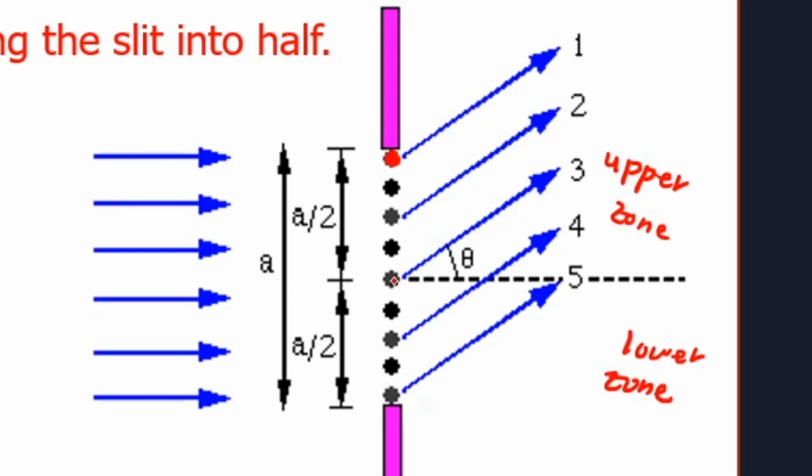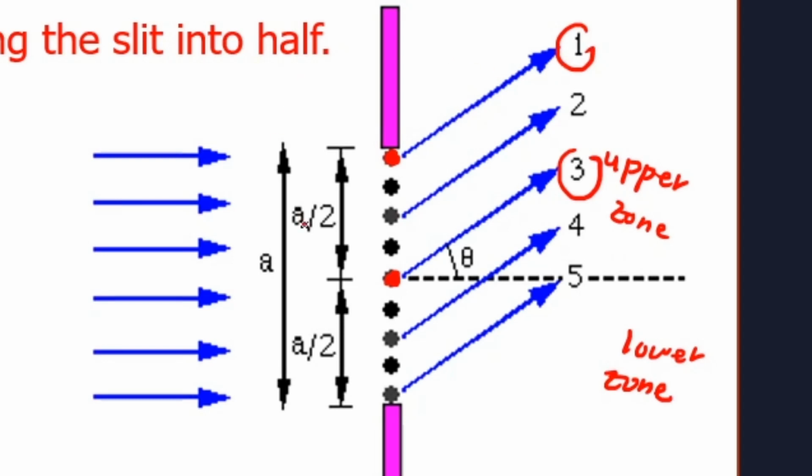This is the top point from the bottom zone. It means that now we are pairing up the first ray and the third ray. So you can see here, wave 3 travels farther than wave 1 by A over 2 sine theta.